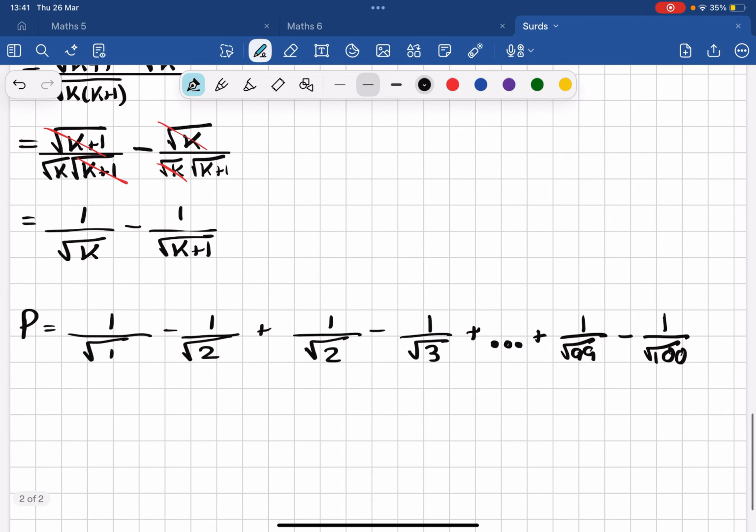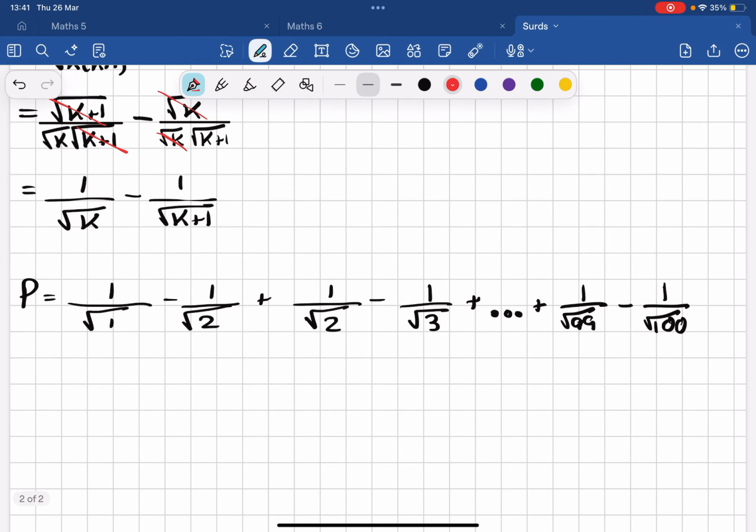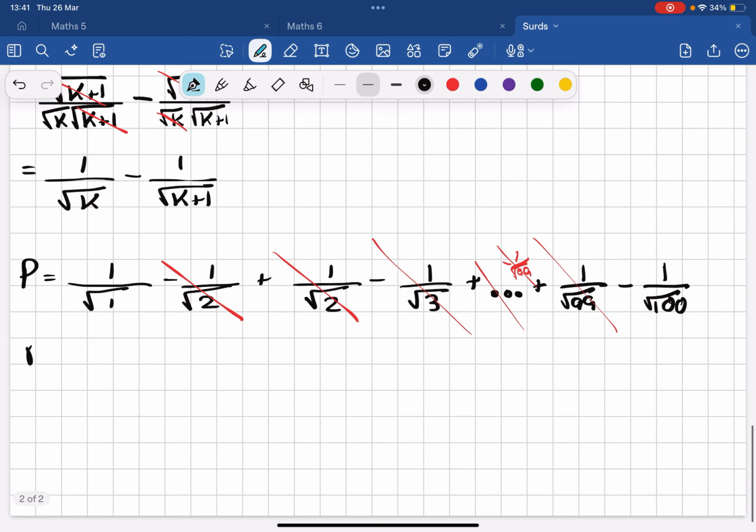And this is just a telescoping sum. So this term here cancels with this term, which would cancel with something in here. So you have a minus first, then a plus, minus first, then a plus. So minus first in here, there would have been a minus 1 over root 99 in here. And that would cancel with 1 over root 99, which leaves us with 1 over root 1 minus 1 over root 100.